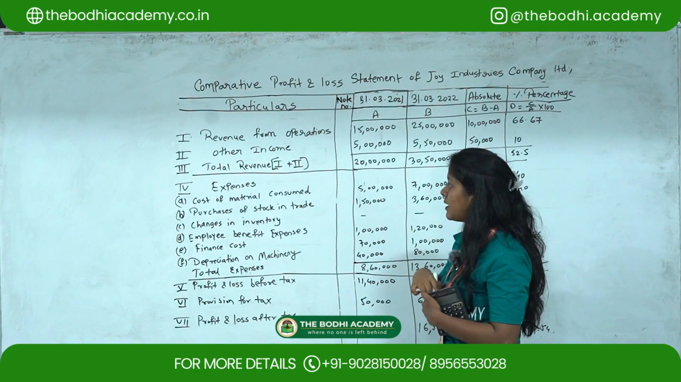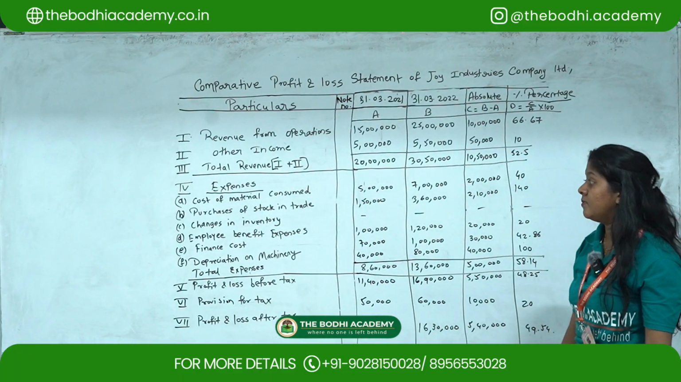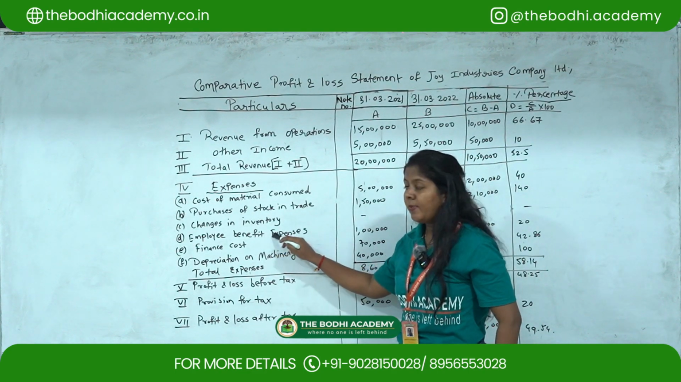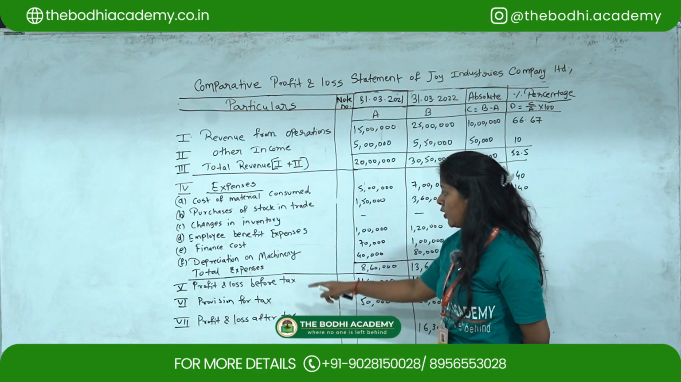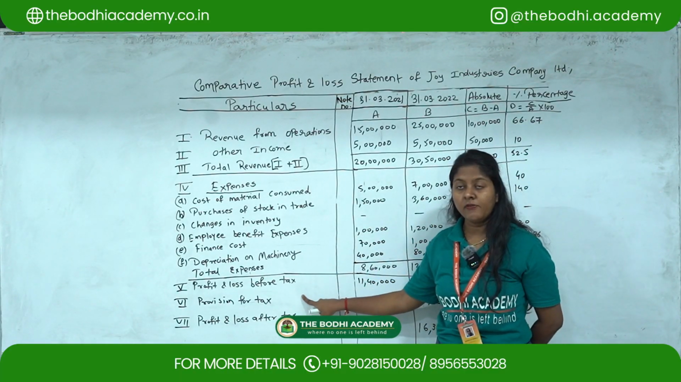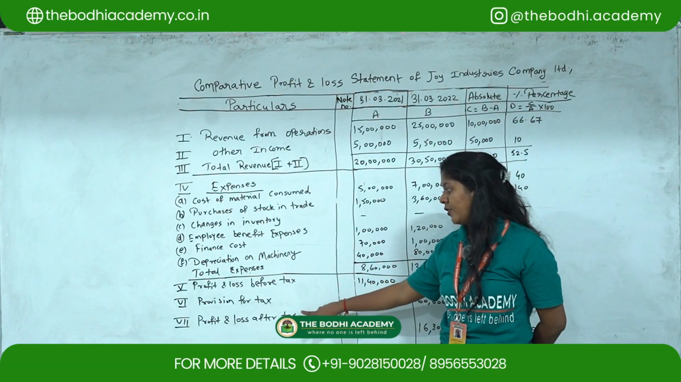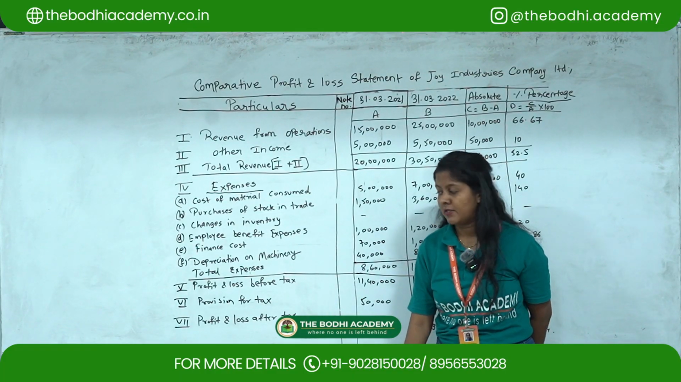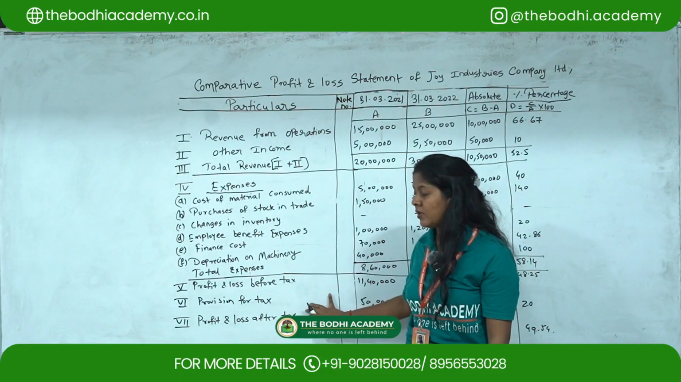Then how the expenses are classified: first cost of material consumed, then purchases of stock in trade, changes in inventory, employee benefit expenses, finance cost, depreciation on machinery. Then you have to take the total expenses, adding all of them. Then fifth, profit and loss before tax. Sixth is provision for tax, which we minus, and you will get profit and loss after tax by subtracting sixth from fifth.